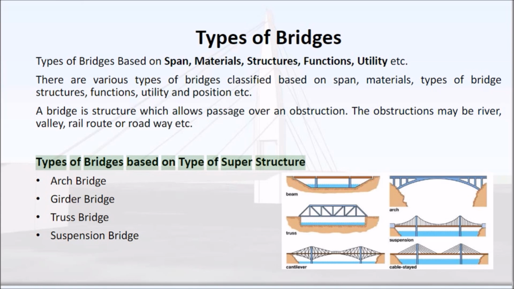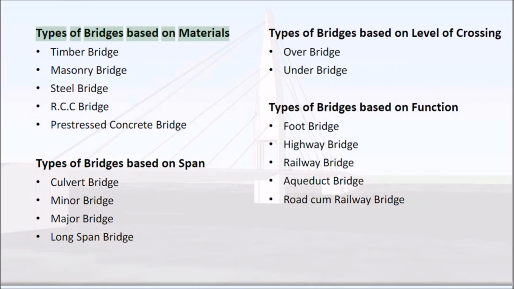Types of bridges based on type of superstructure: arch bridge, girder bridge, truss bridge, suspension bridge. Types of bridges based on materials: timber bridge, masonry bridge, steel bridge, R.C.C. bridge, pre-stressed concrete bridge.